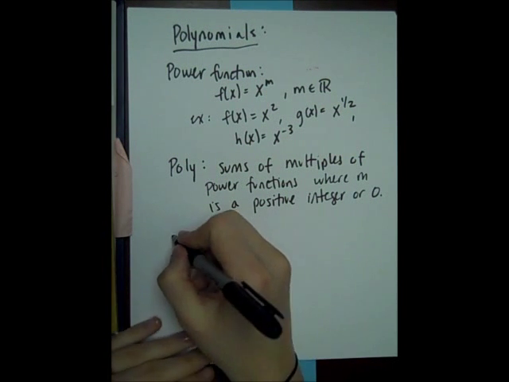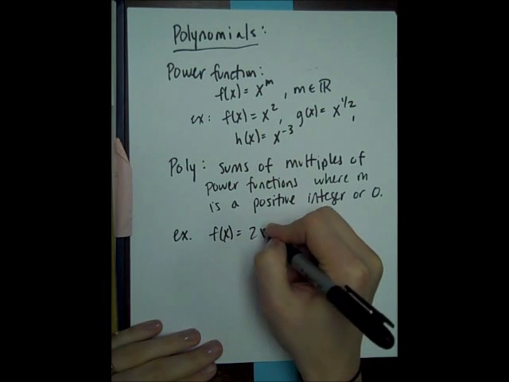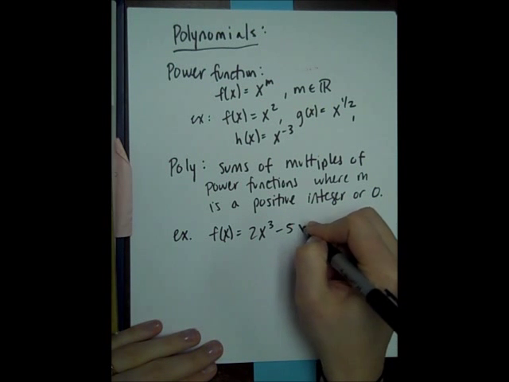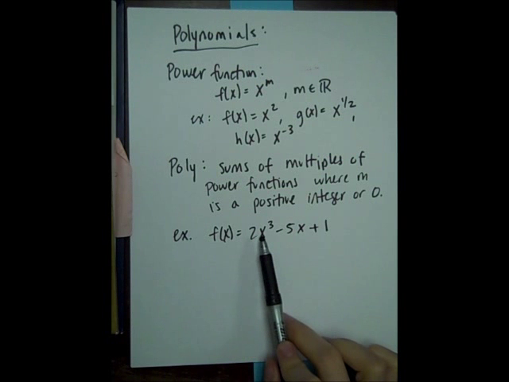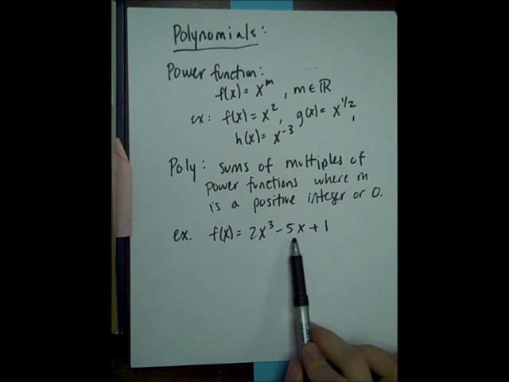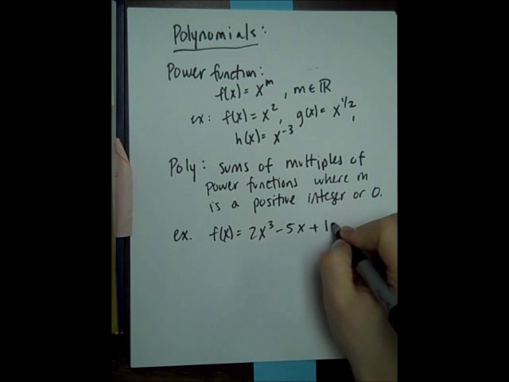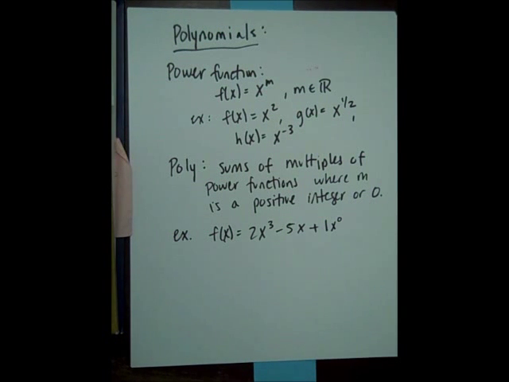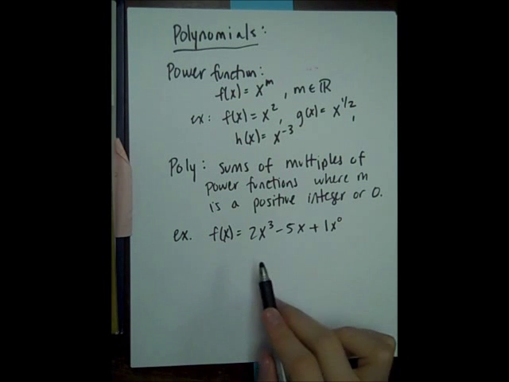So for example, this could be something like 2x cubed minus 5x plus 1. That's a polynomial. I have multiples of power functions. So here's a power function, the multiple there's 2. Here's a power function, multiple there's -5. This doesn't look like a power function because there's no x, but if you think about it, there actually is, because I have an x to the 0 there. So constants do count as power functions.